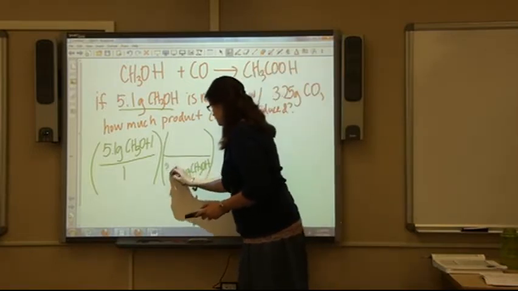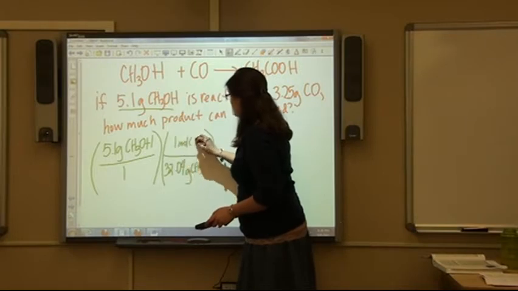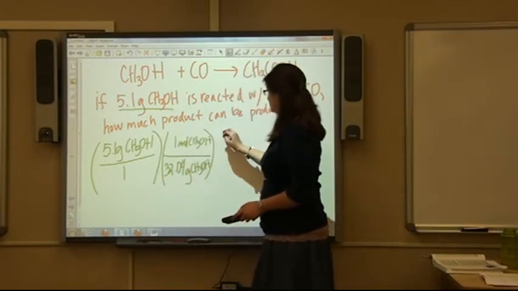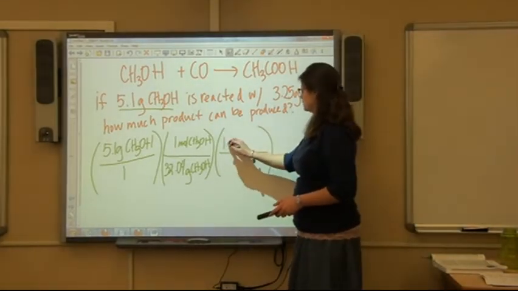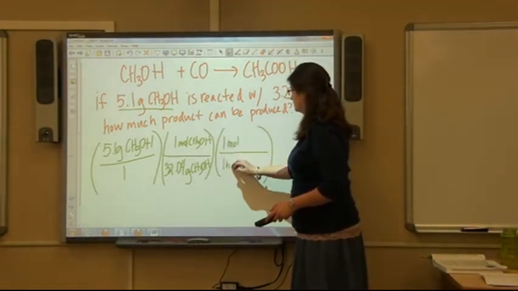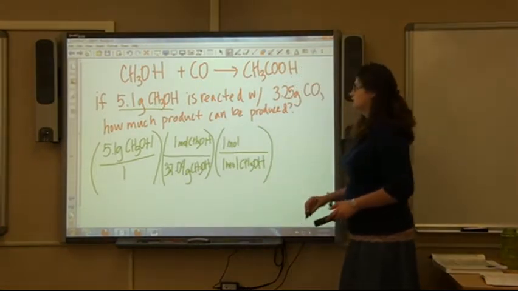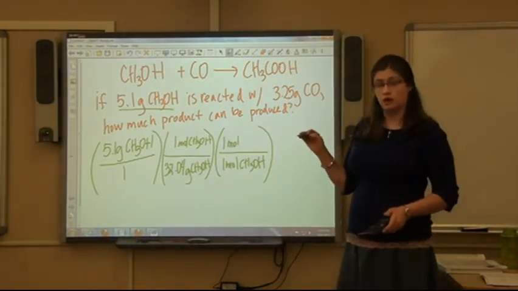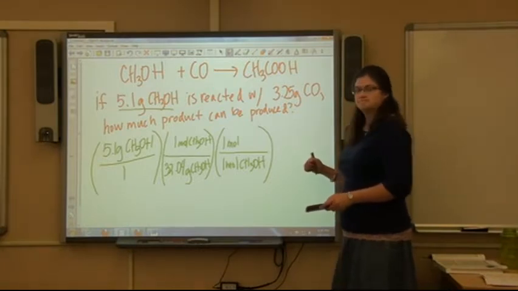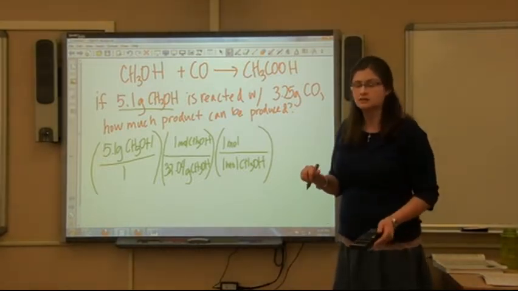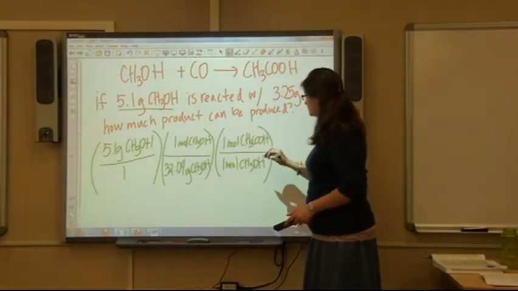Your formula weight is 32.04 grams, and that's always per 1 mole. Here's your tricky step. All of the coefficients in this equation are 1. What is species B? It's your product, acetic acid.